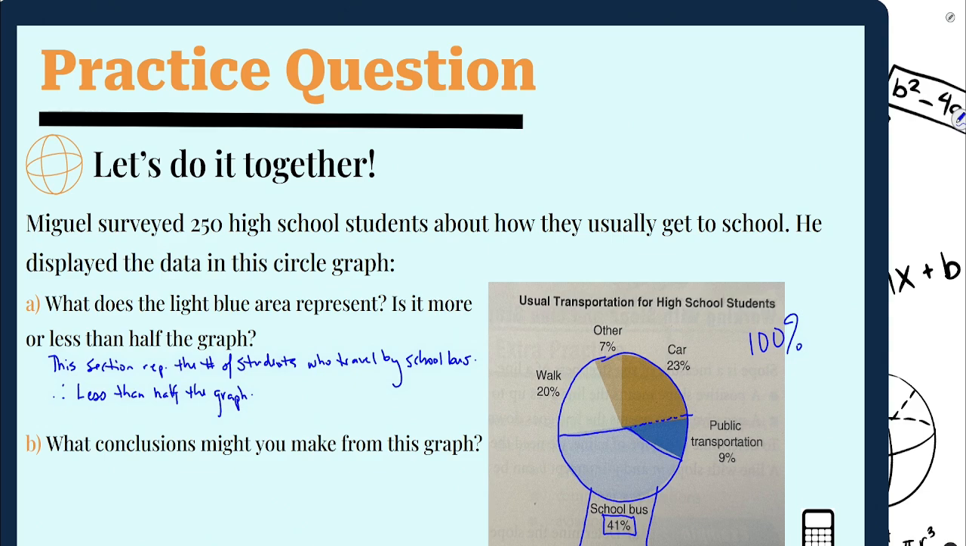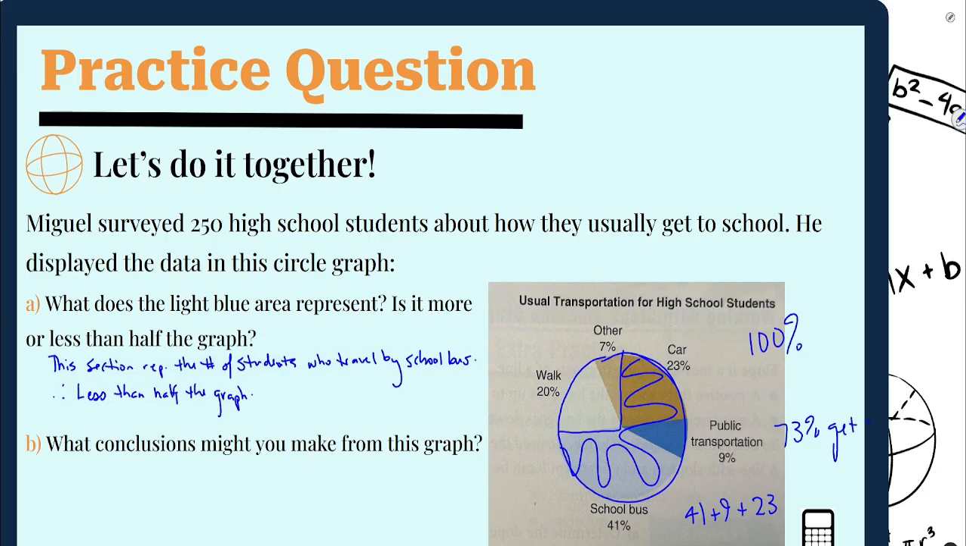We can sort of clump this information together and say, well, you ride in a car, you ride public transportation, you ride a school bus. If we were to look at that section, it is a way larger section than those who walk. Walking is just 20%. If we were to look at ride, it would be 41% plus 9% gives us 50, plus car is 23%. That gives us 73% of students who get a ride to school.